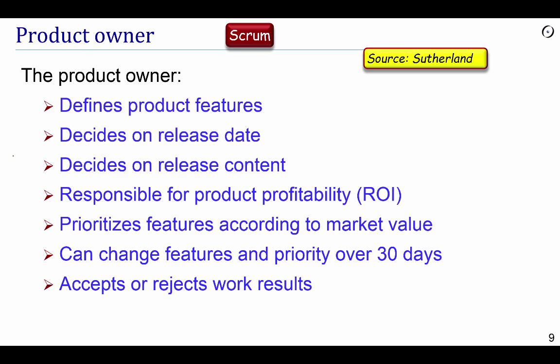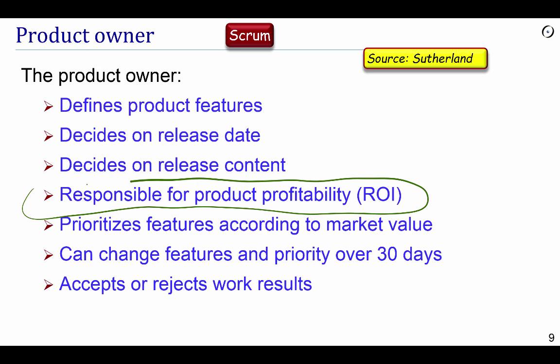There's a strong emphasis in Scrum on business aspects, and in particular on profitability. A term that recurs in Scrum discussions is ROI, return on investment, and the product owner is responsible for that view of the project, which is not necessarily the first one of a typical developer, making sure that the project returns and delivers value to the customer.